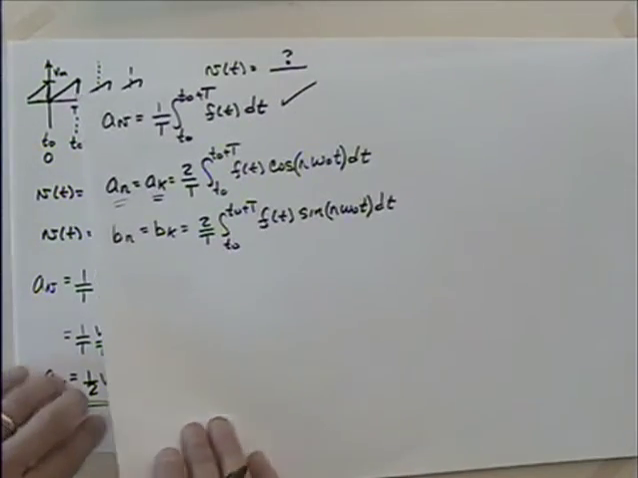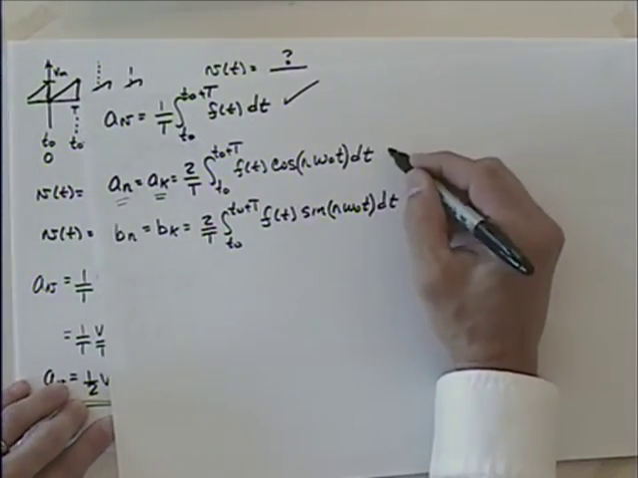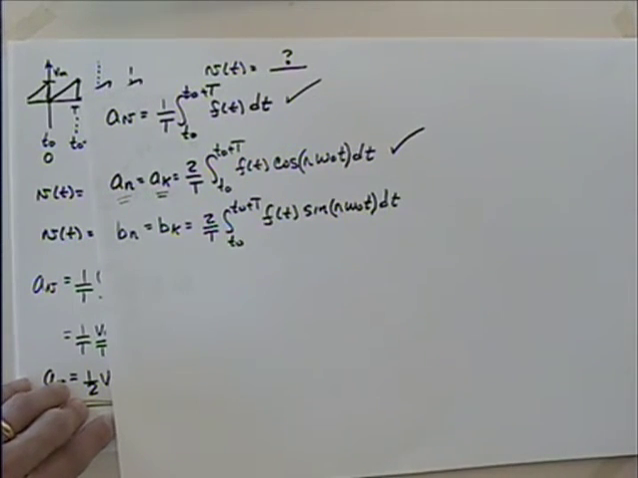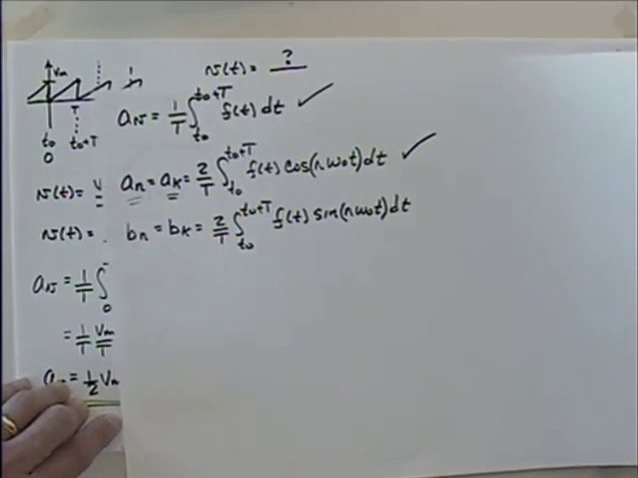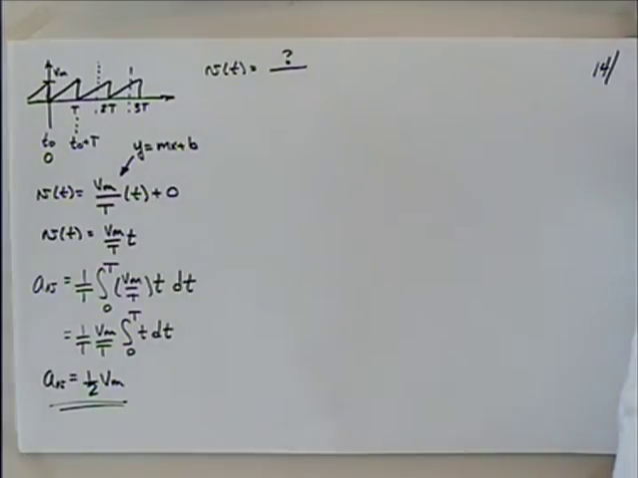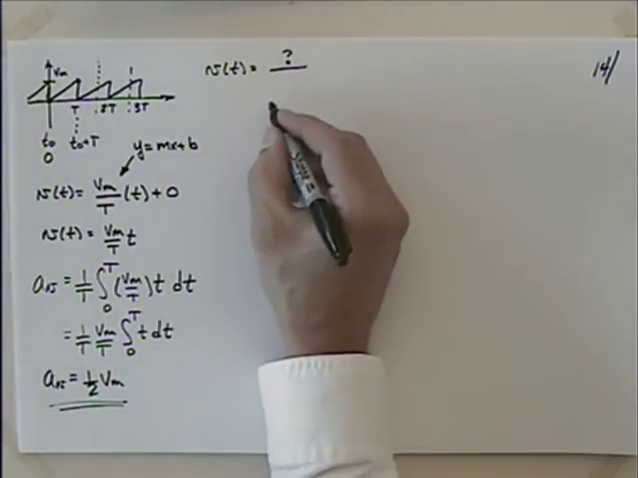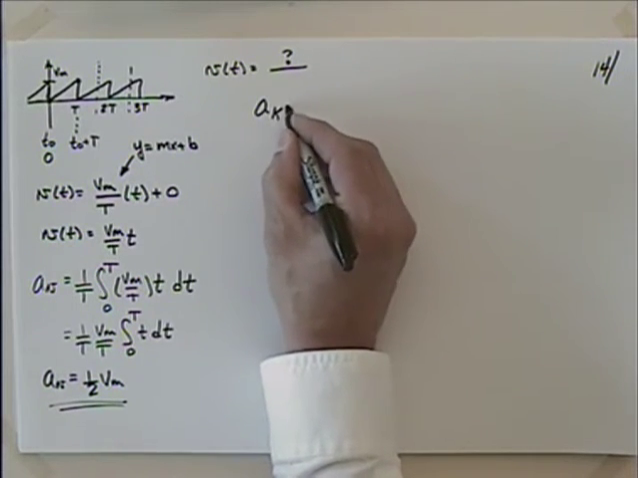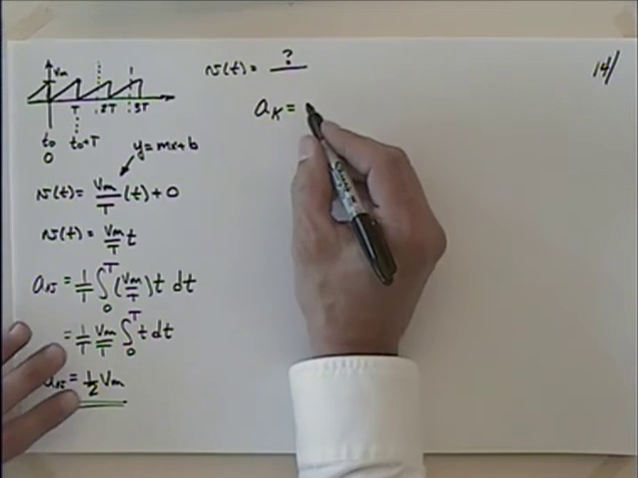The other two are going to be tougher. So let's get started with a sub n or a sub k. So we can say that a sub k, maybe I'll do a sub k. I think that's consistent with your author.